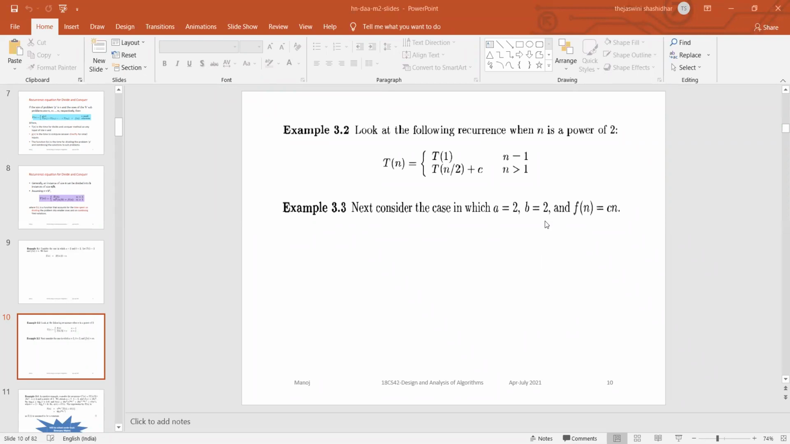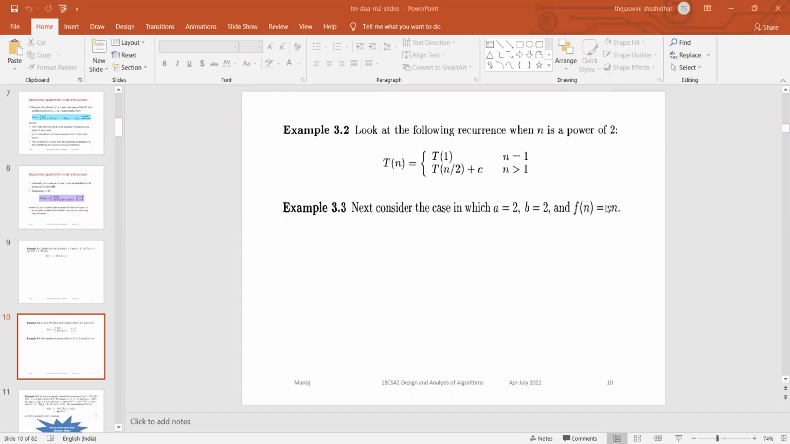T of N is equal to, what is A? 2. A T N by B. Okay, 2T N by 2 plus F of N. What is F of N? F of N is C N. Okay, so the answer is T of N is equal to 2T N by 2 plus N C. That is N C, or you can take it as C N also.